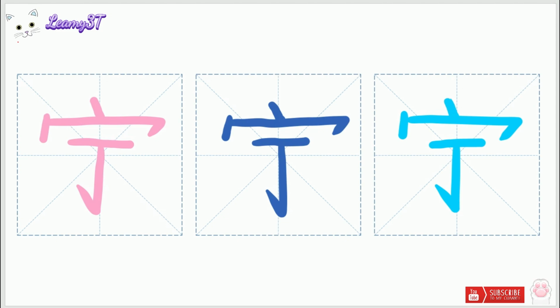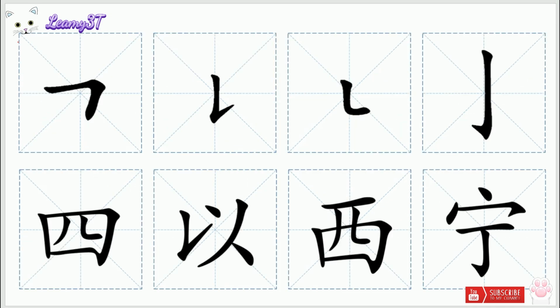Congratulations! We have completed the study of 4 new Chinese characters. Today we learned 4 basic strokes: héngzhé, shùtí, shùwān, and shùgōu. In addition, we learned 4 new Chinese characters: 四, 以, 西, 宁.